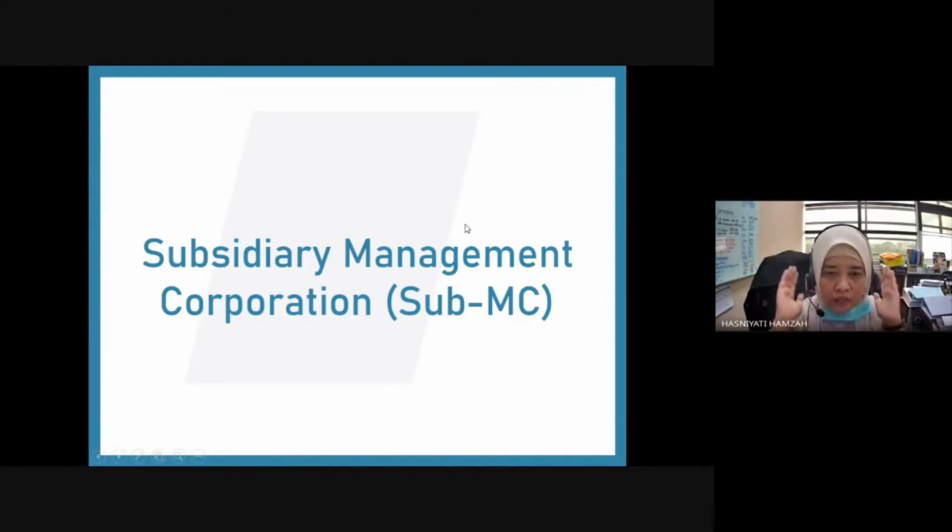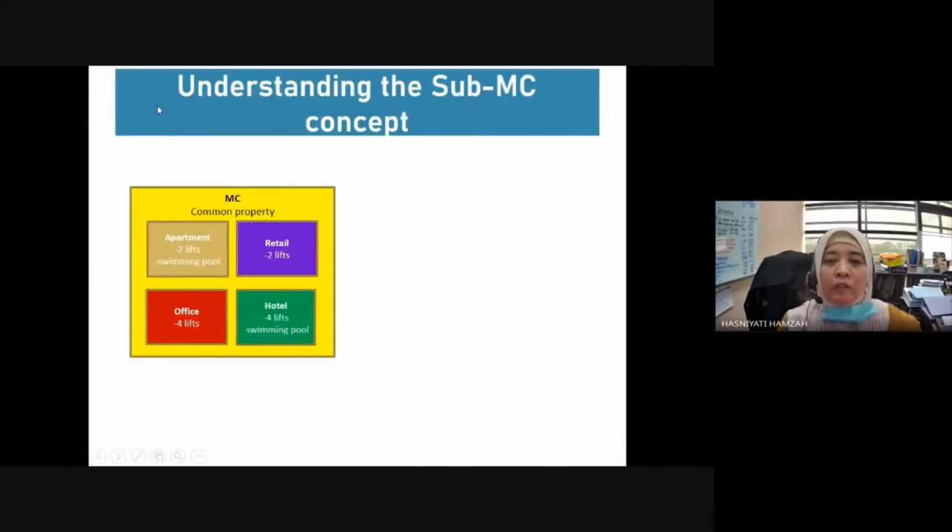In Malaysia, you need to have the MC first, establish the MC, reach the 25%, establish the MC, and then go through all these processes to establish the sub-MC. What are the processes in it? This is what we're going to learn today. Now we have to understand first how it comes about before we can learn how to establish the sub-MC. Now you imagine a mixed development like this diagram.